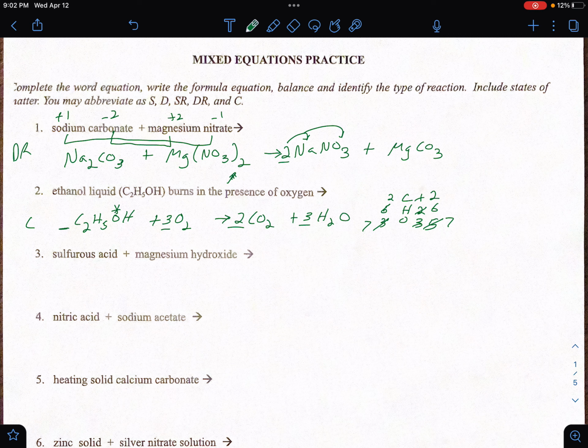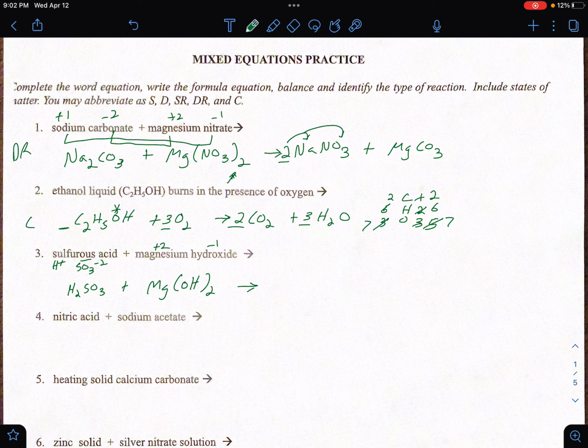Number 3, sulfurous acid and magnesium hydroxide. Remember, acids always start with an H. Hydro means no O. I don't see any hydro, so that means we're dealing with oxygen. So sulfurous would be sulfite, that's SO3 with a -2. So my formula would be H2SO3, plus magnesium hydroxide, +2 and a -1, so that would be Mg(OH)2.